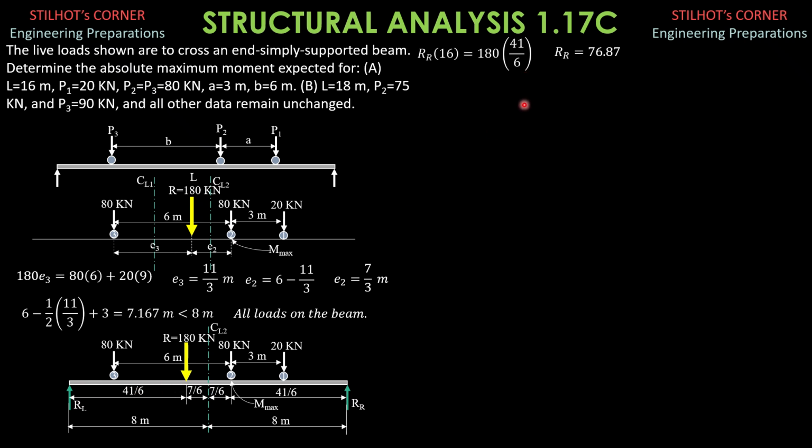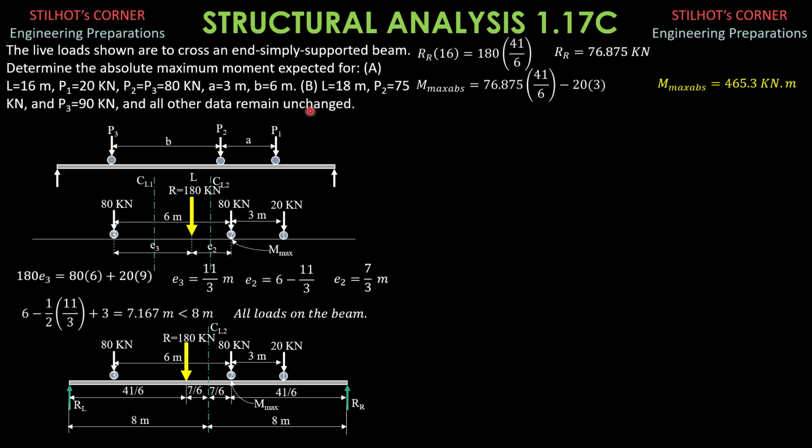So R sub R is equal to 76.875 kilonewtons. So considering load 2 and the right forces, maximum absolute moment is R_R times 41 over 6 minus 20 times 3. So M max absolute is equal to R_R 76.875 times 41 over 6 minus 20 times 3. And the absolute maximum moment for case 1 is equal to 465.3 kilonewton meter.